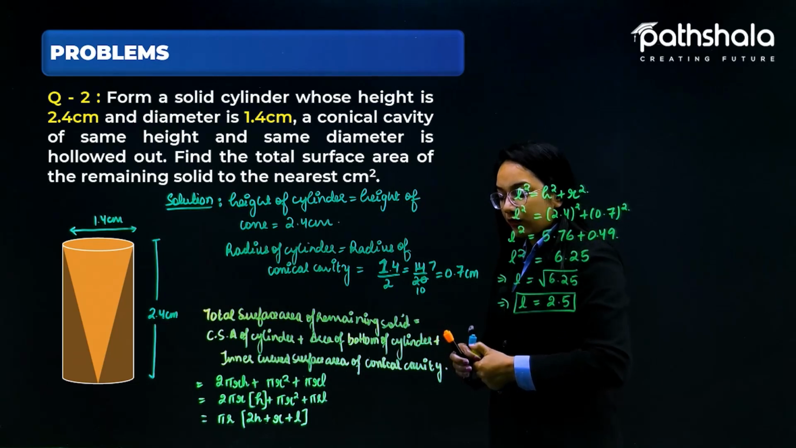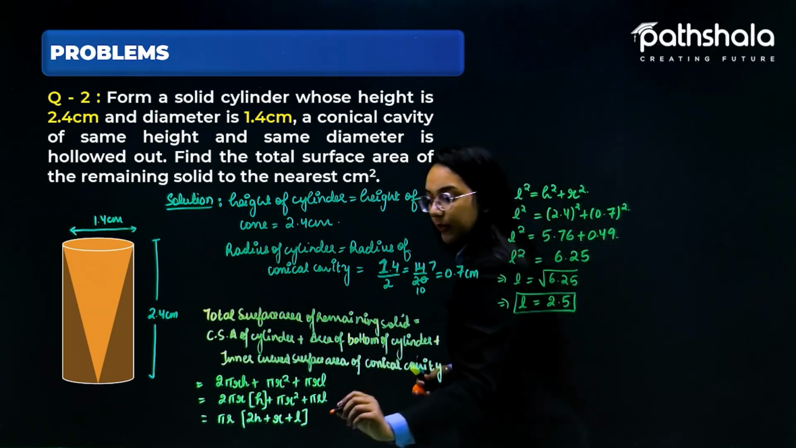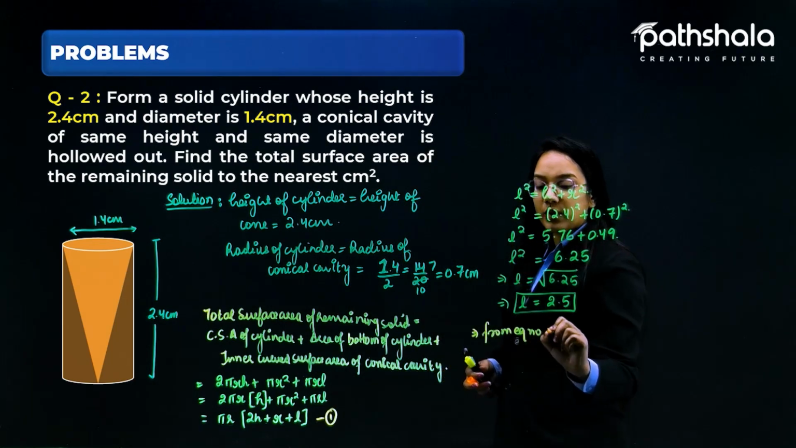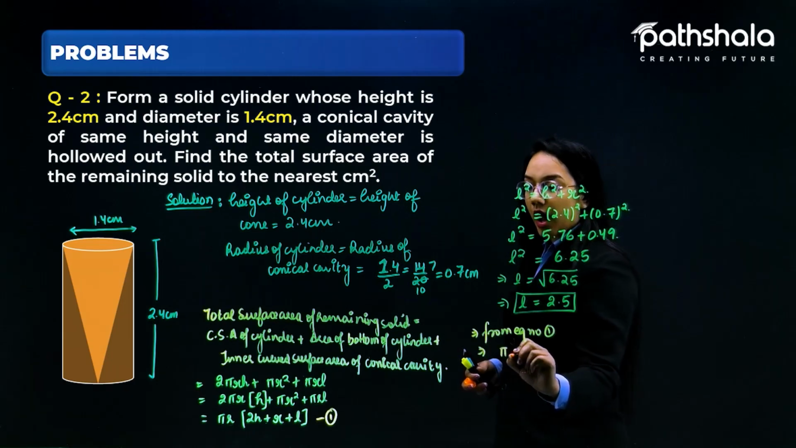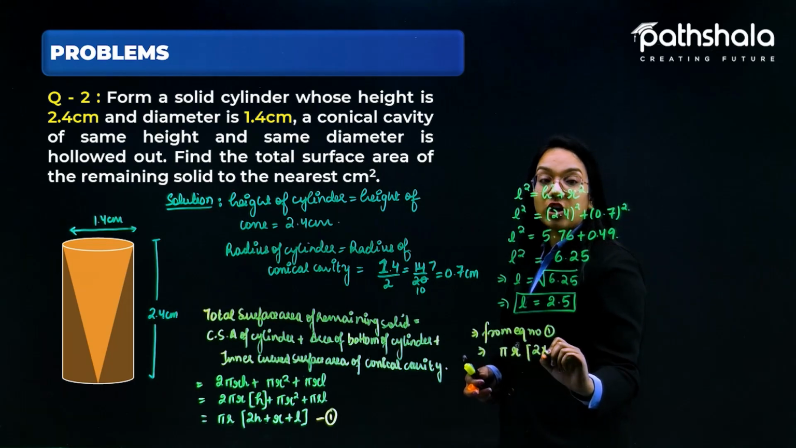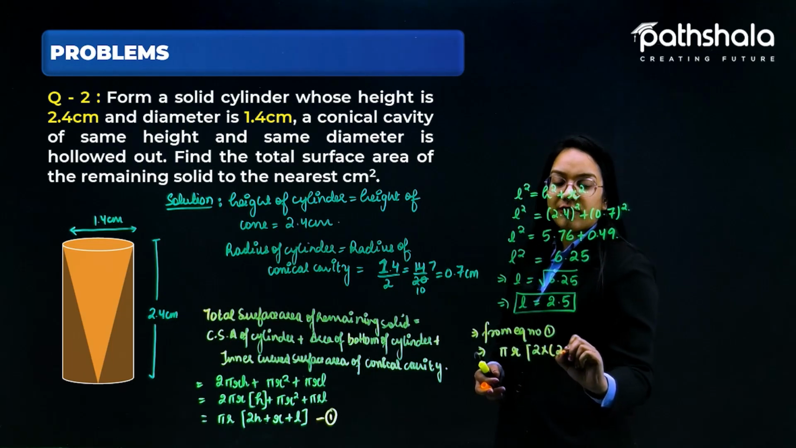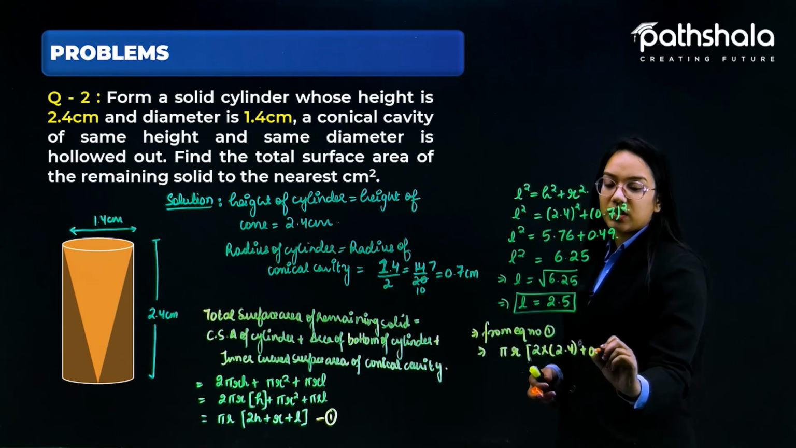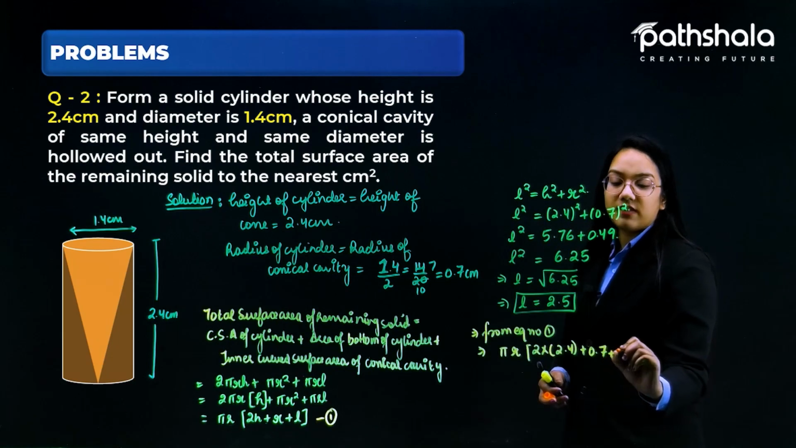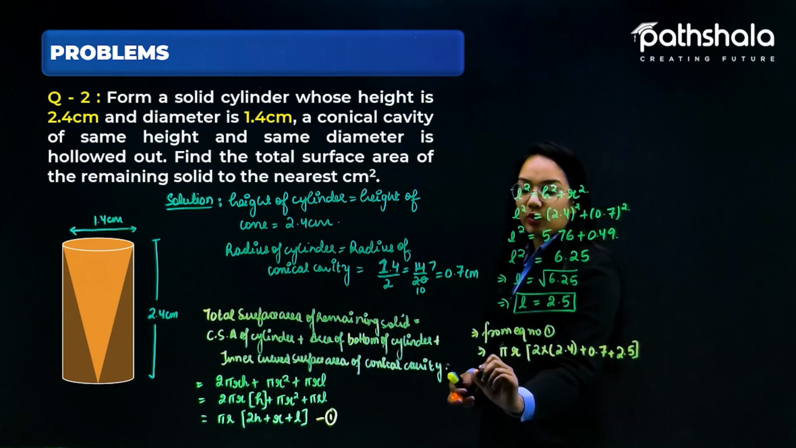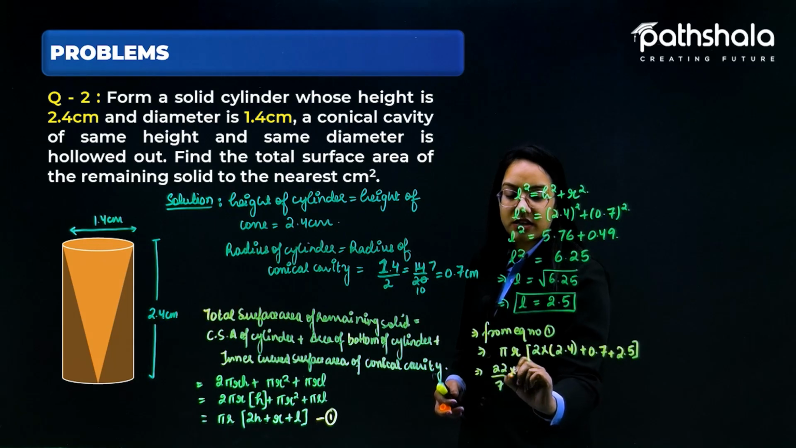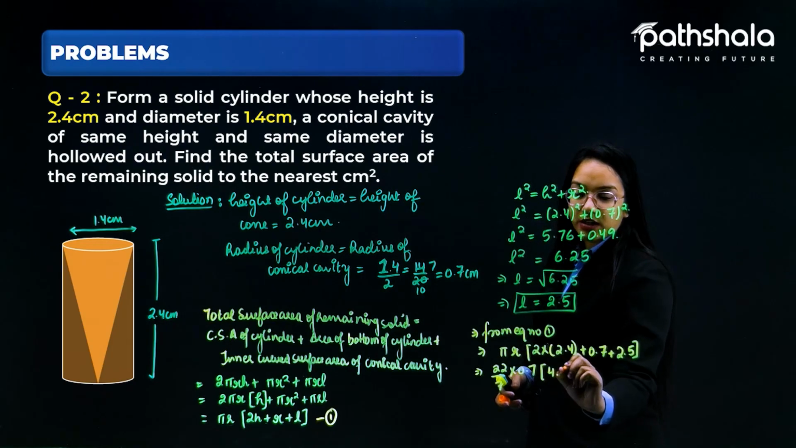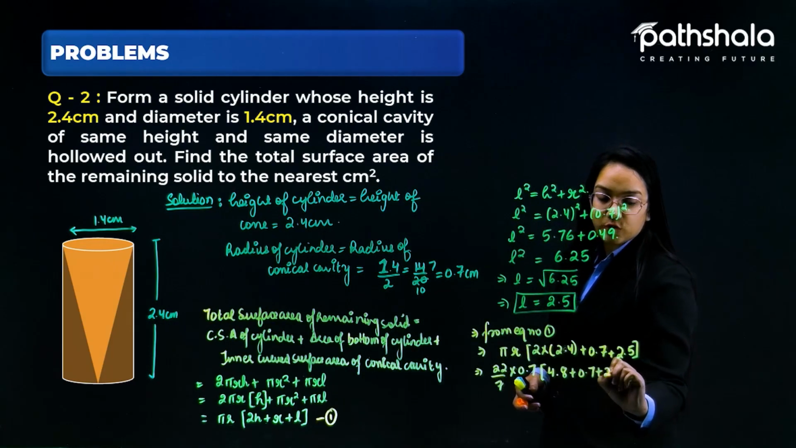Let's plug this value in this formula. Let us suppose I am calling this equation number 1. From equation number 1 we have the values as πr, further we have 2h. What is h over here? We can see h is 2.4, plus r. What is r? r is 0.7. Further we have plus l. What is the value of l? l is 2.5. Now let's calculate the value. This is 22/7, the radius is 0.7, and this is further 4.8 plus 0.7 plus 2.5.